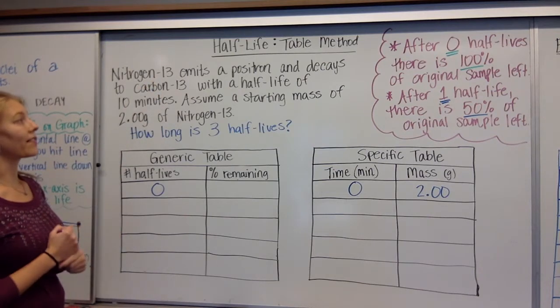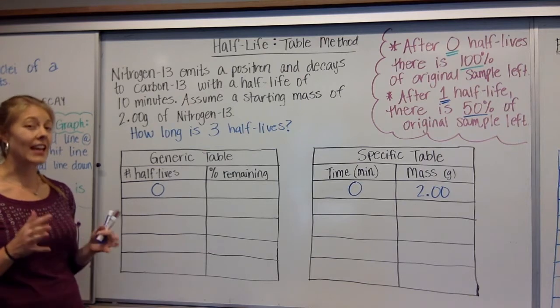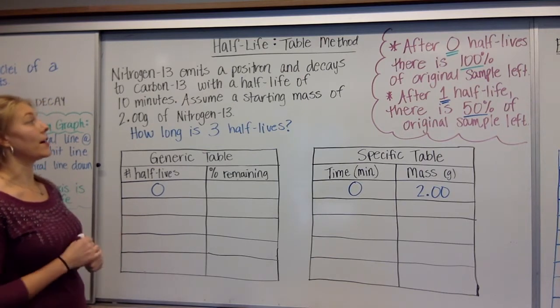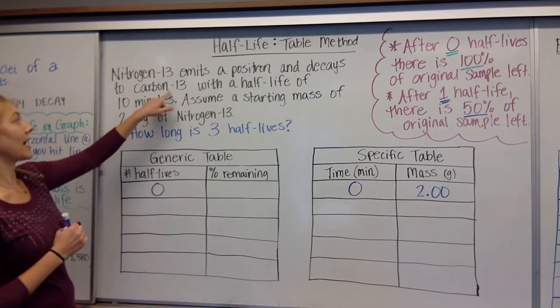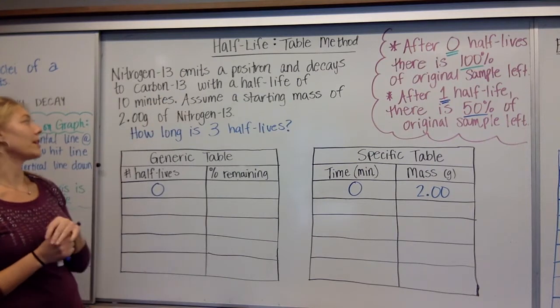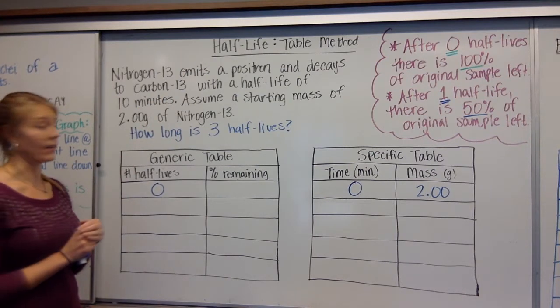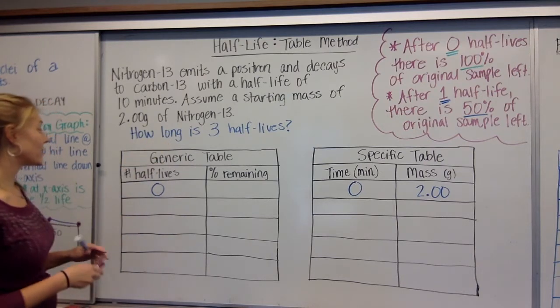Nitrogen-13 emits a positron and decays to carbon-13 with a half-life of 10 minutes. So every 10 minutes, half of that nitrogen-13 would remain, and it's going to decay to carbon-13. Assuming a starting mass of 2.00 grams of nitrogen-13, how long is 3 half-lives? All right, so we can take a look here.